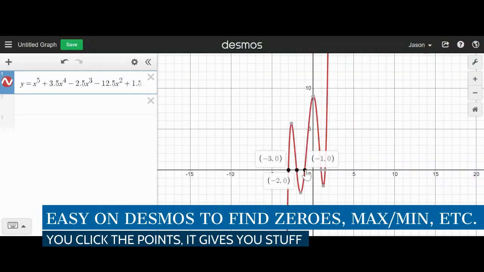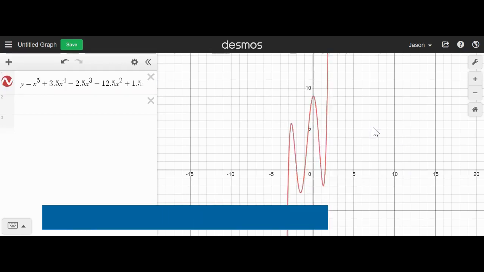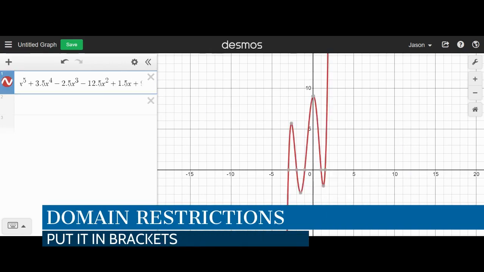First, we're going to talk about how to do calculator stuff on Desmos. Desmos is easy. You just type in the function, and all you have to do is click things, and it gives you exactly what you want. So you click for the zeros, you click the mins, you click the maxes, and it gives you actual legit points rounded to 3 decimal places.